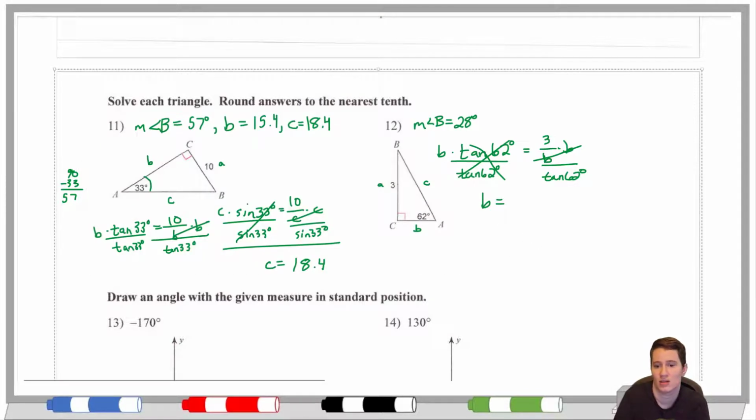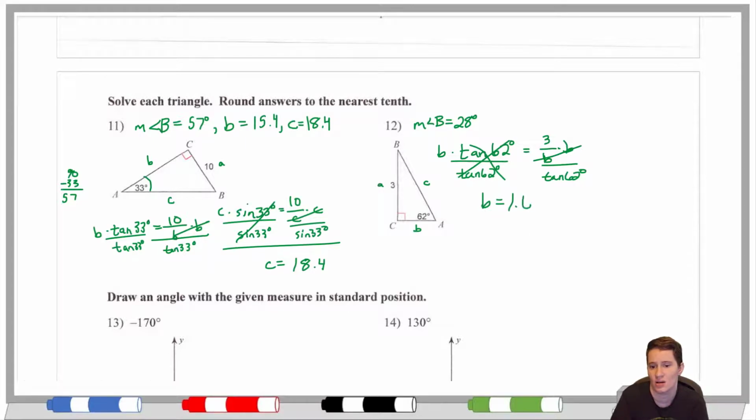1.6. So side b is 1.6. And then I need side c, which is the hypotenuse. So I'm going to use opposite and hypotenuse, which is sine. Sine of 62 degrees equals 3 over c. So I'm going to do 3 divided by sine of 62 because I have to times by c and then divide by the trig function.